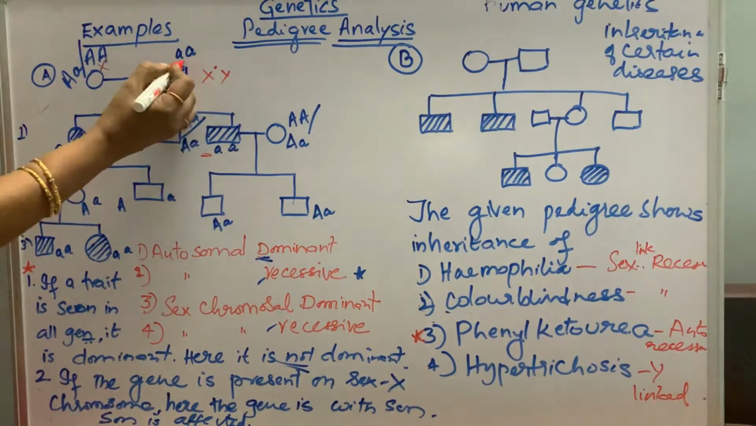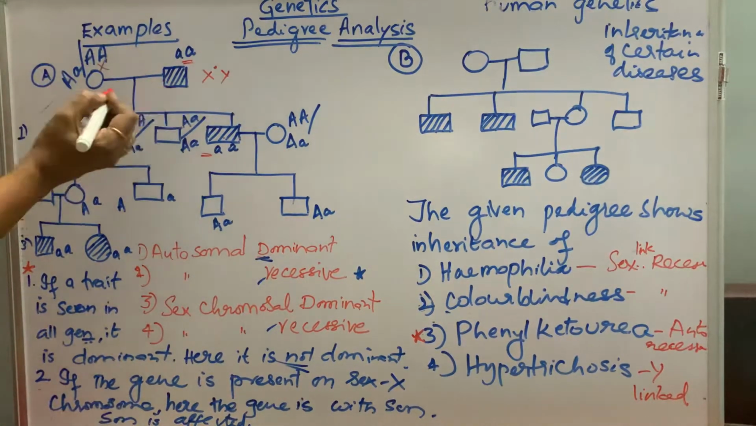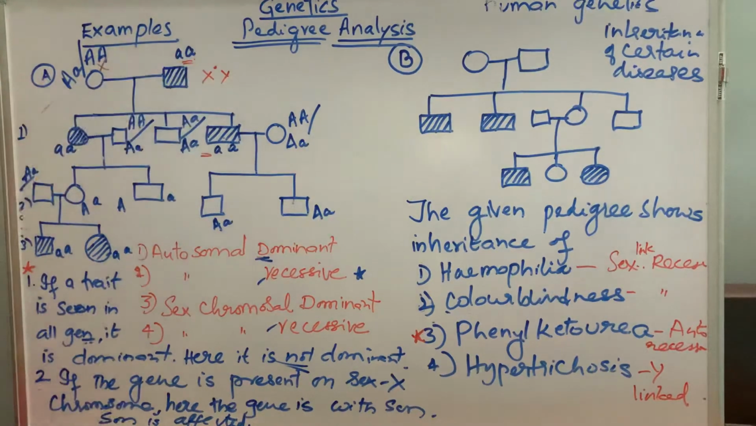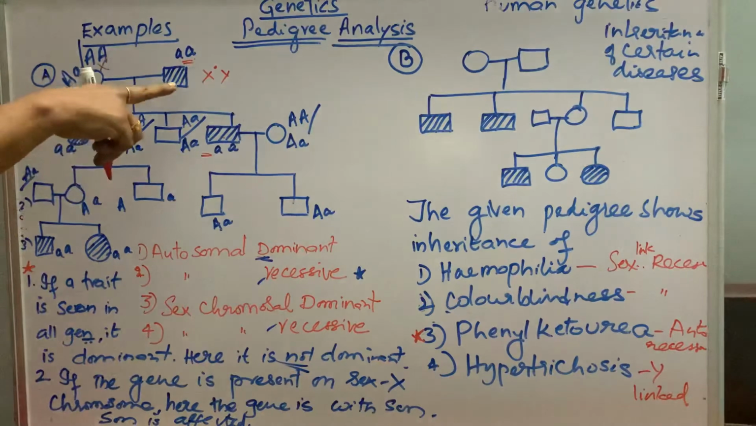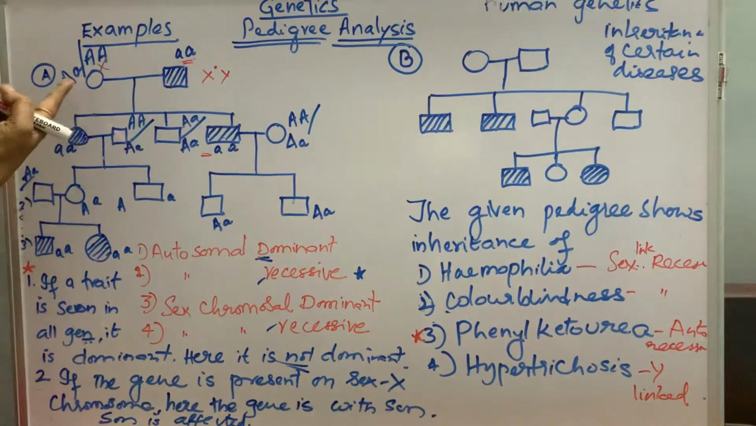Recessive must be in homozygous condition in order to affect the individual. So here there are two recessive genes present in the father by which he is affected, whether it is sickle cell anemia or phenylketonuria. So autosomal recessive. Here the father is with two recessive genes and the mother may be heterozygous dominant or homozygous dominant. That will be confirmed by seeing their children.